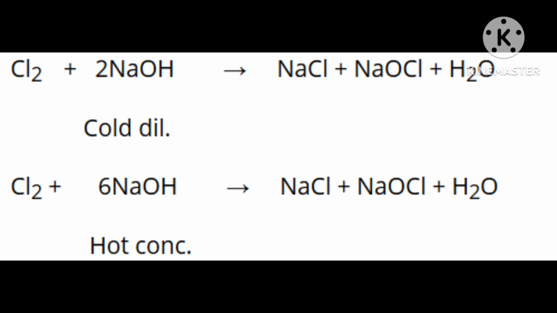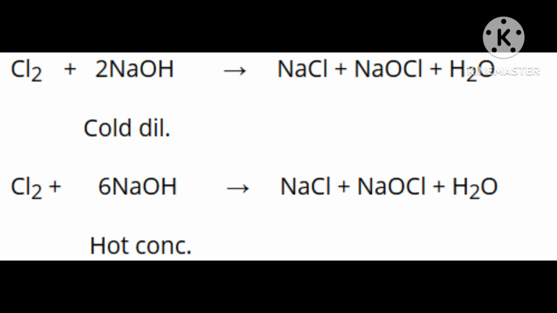this balanced equation I am telling you, 2NaOH plus Cl2. When sodium hydroxide is cold and dilute, then 2NaOH plus Cl2 gives three products: NaCl plus NaOCl, hypochlorite, plus H2O.